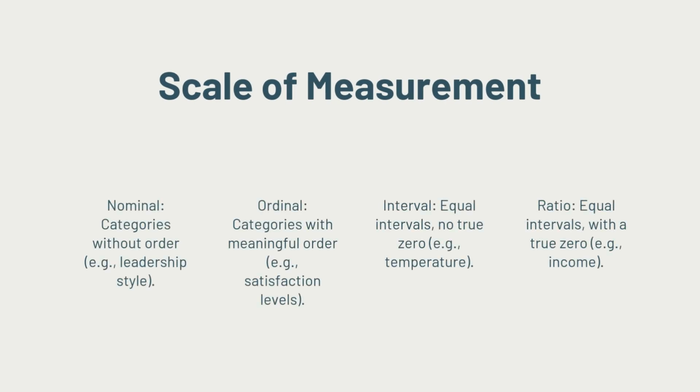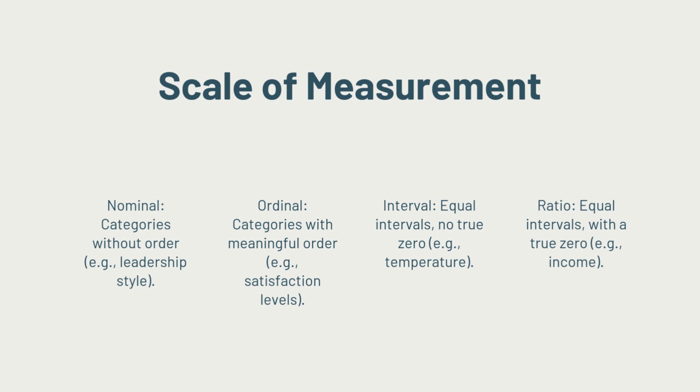To accurately measure variables, you need to understand the scales of measurement. And this is very important to ensure your data collection is valid and reliable. There are four main types of scales here that you need to be familiar with. The first is nominal scale, or categorical scale.